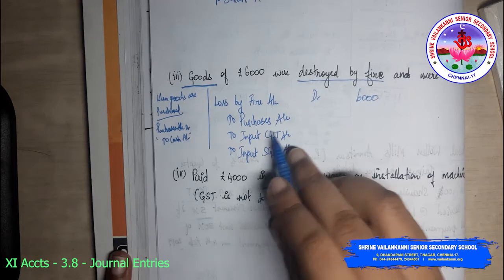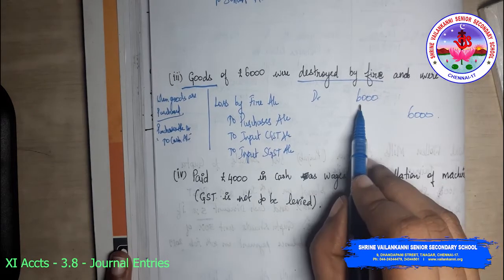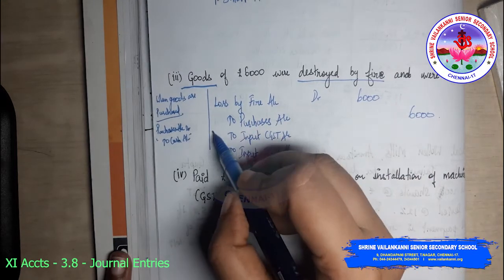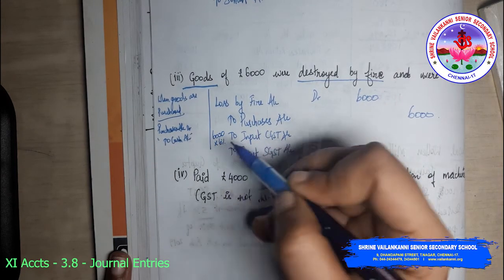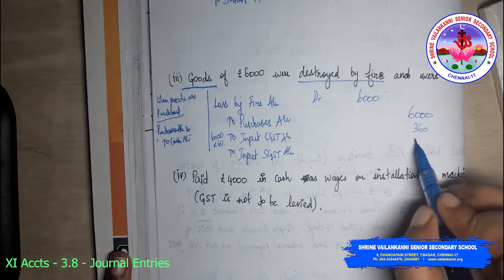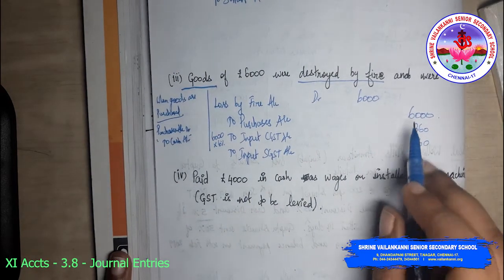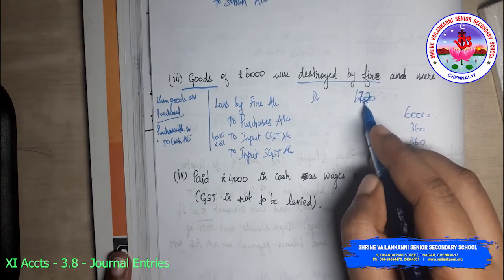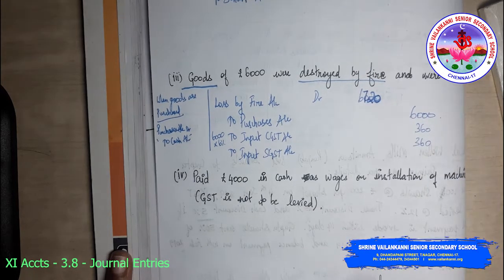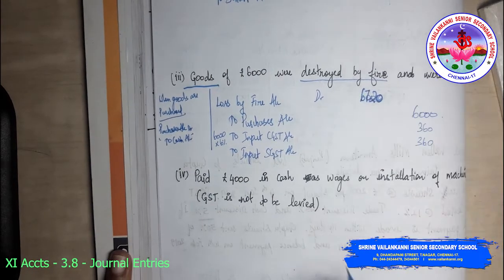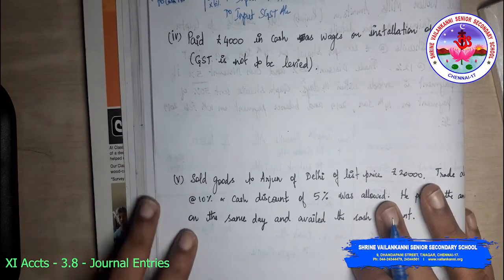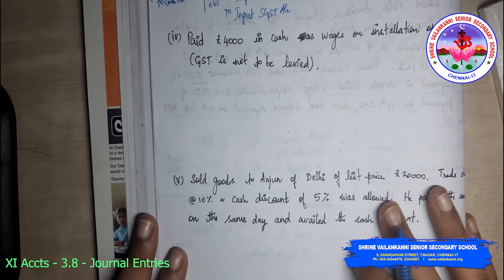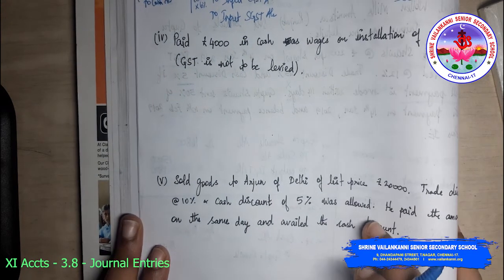totally it is purchase value is 6000. This will include the GST component. GST component 6000 into 6%, that is 360. So totally 720, right? So 6720. Okay, 6720.